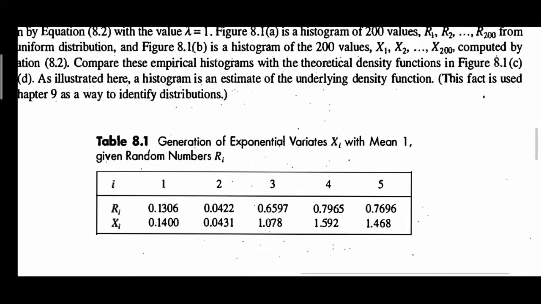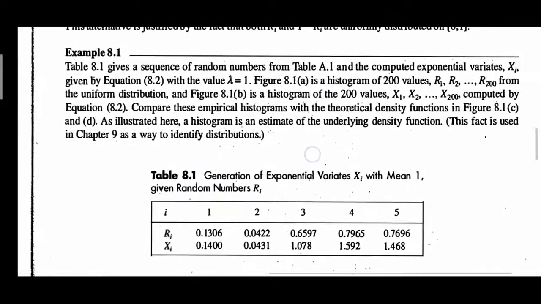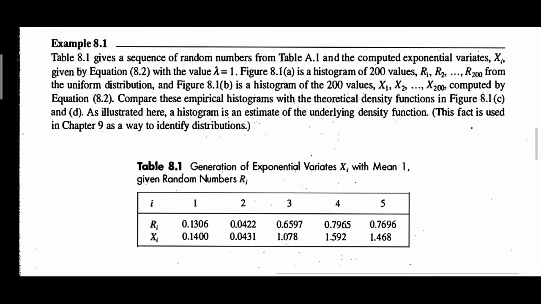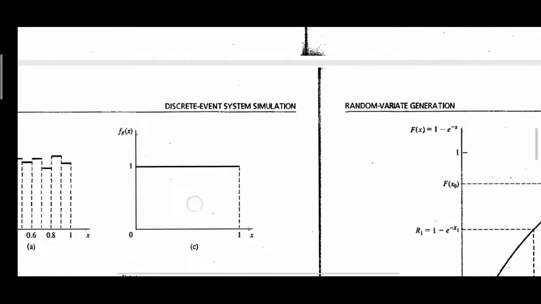different random numbers are taken. Its equivalent xi value, ri value as well as xi value is given, and it is also given that the lambda value, frequency, the mean value is given as 1. Okay, just go through the statement of the example. So we can calculate the inverse transform as follows. Okay, using the formula you can go through the things.